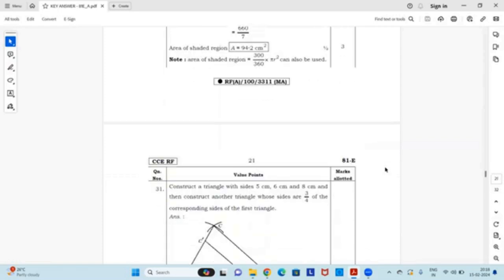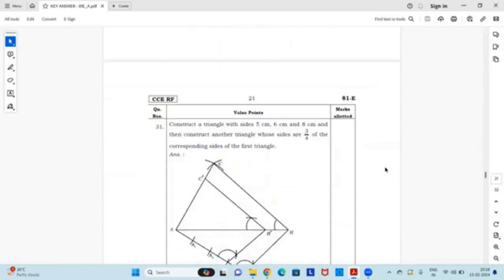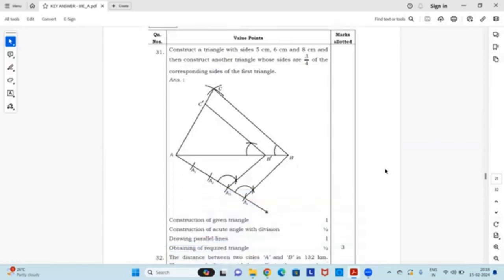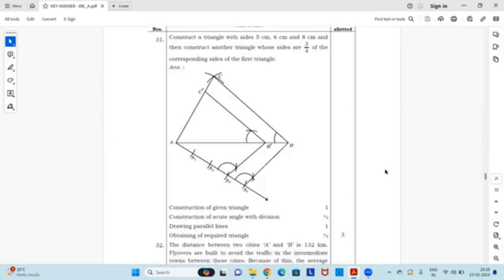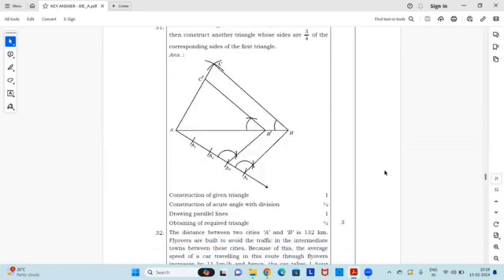Okay. Question 31. Construct a triangle. Again, a construction question, a geometry question. Construct a triangle with sides 5 centimeters, 6 centimeters, and 8 centimeters. And then construct another triangle whose sides are 3/4 of the corresponding sides of the first triangle. So look at the diagram.